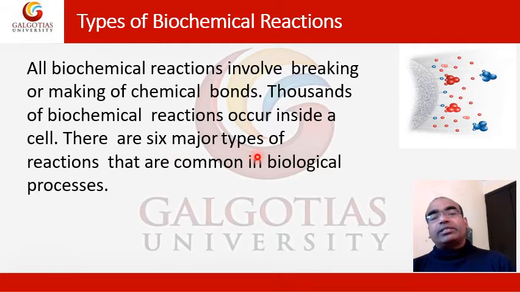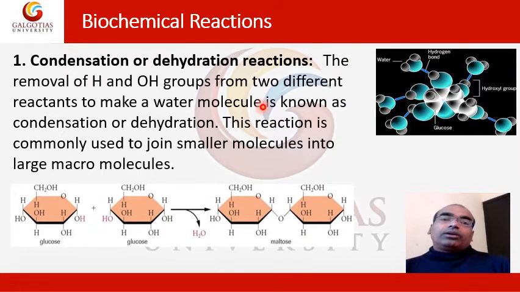There are six major types of reactions that are common in biological processes. One is the condensation or dehydration reaction. The removal of hydrogen and an OH group from two different reactants to make a water molecule is known as condensation or dehydration. This reaction is commonly used to join smaller molecules into large macromolecules.